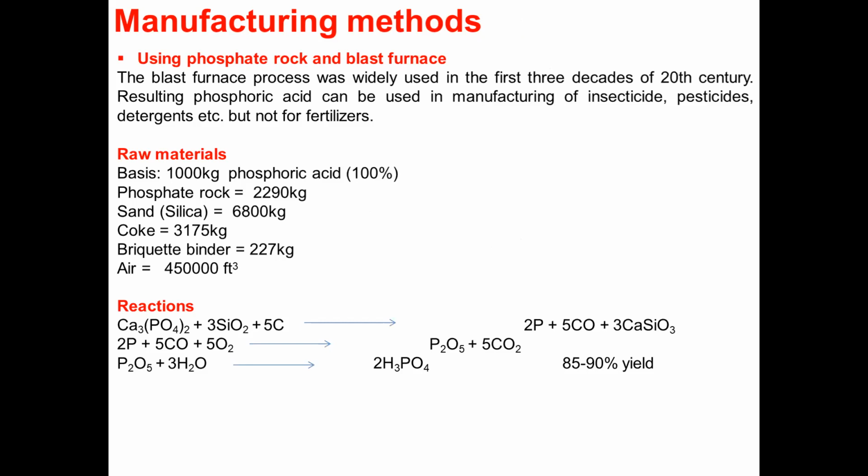Raw materials: what do you need for the blast furnace process? You need at least 2290 kg of phosphate rock, you need sand, you need coke, you need briquette binder, and you need air. And the reactions are given here.